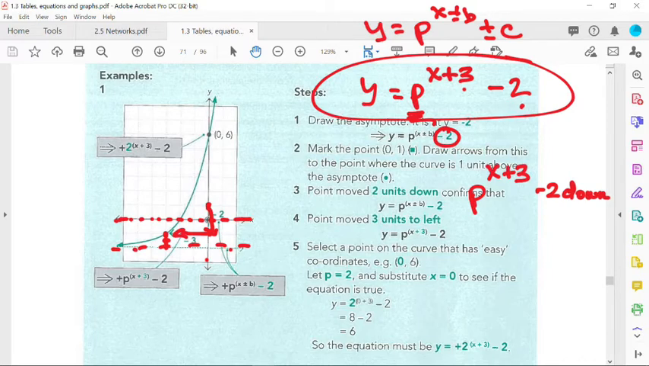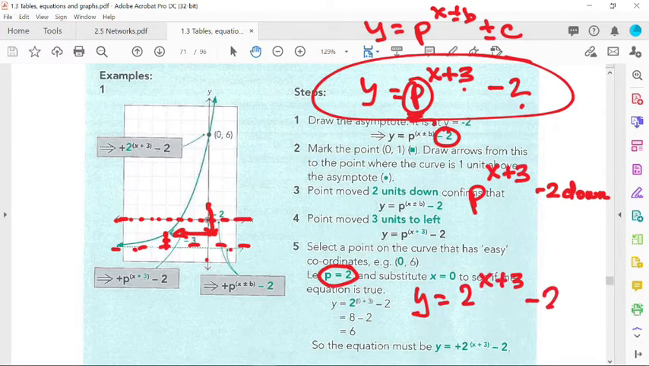Now, the way to test it, look how they're testing it. Okay? So, let P equal 2. Remember, we're going to find some easy point to test into it. So, if we let P equal 2, that gives us y equals 2 to the x plus 3 minus 2. But we need to test it to see if that is indeed the point.